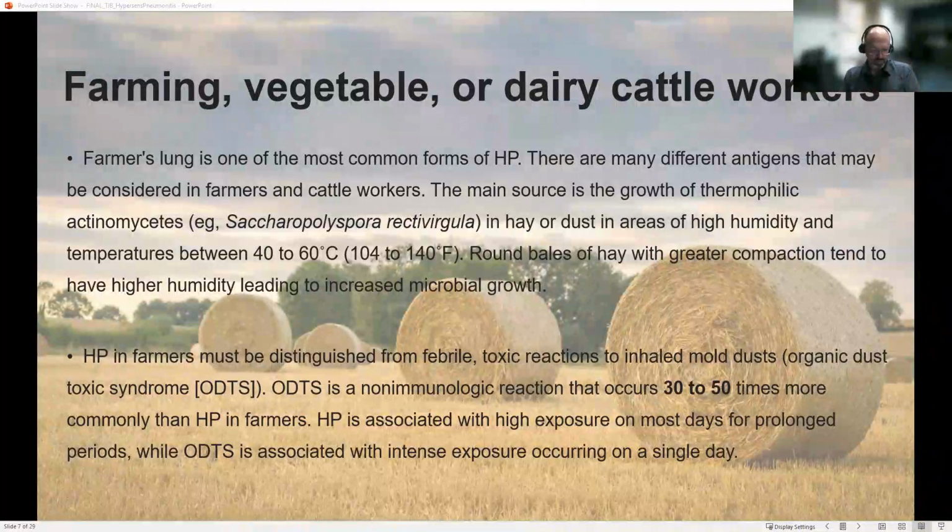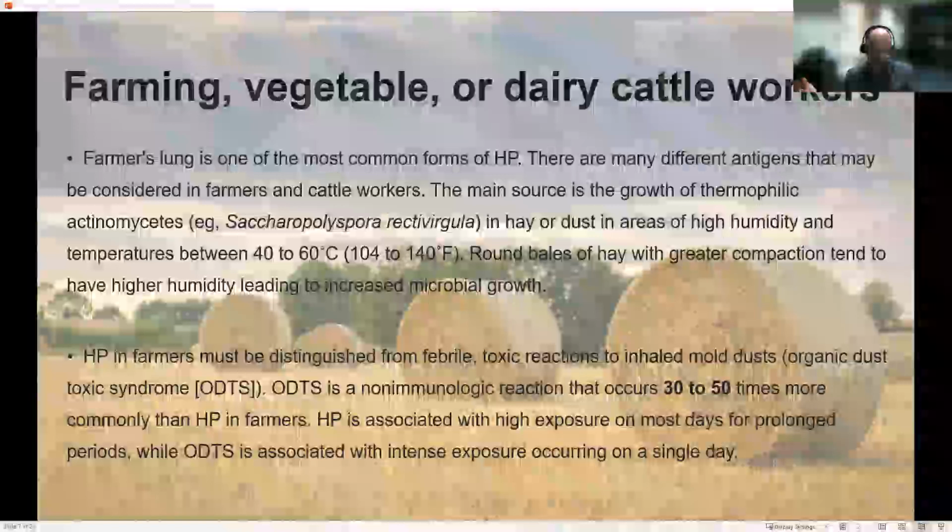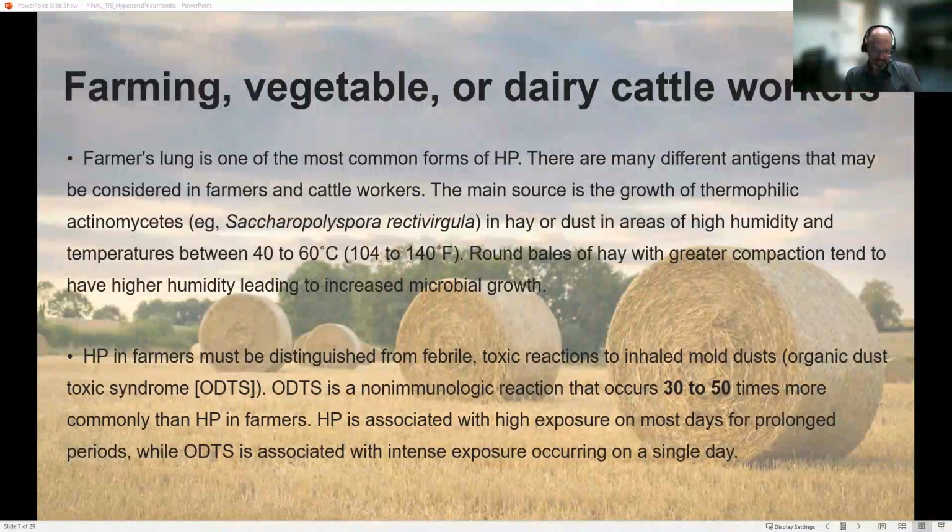And as I mentioned before, it was a febrile illness, ODTS, organic dust toxic syndrome, where they'll have a fever, sometimes weakness, headache, chills, body aches, cough, and shortness of breath.